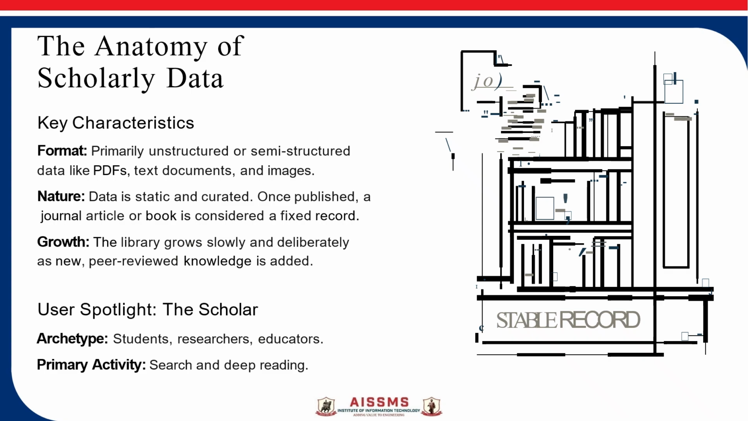When we look at the anatomy of scholarly data, we see it is primarily unstructured or semi-structured, consisting of PDFs and text documents. Crucially, this data is static and curated. Once a journal article is published, it becomes a fixed record. Because of this, libraries grow slowly and deliberately. The scholar, the student or researcher, spends their time here in deep reading and searching.